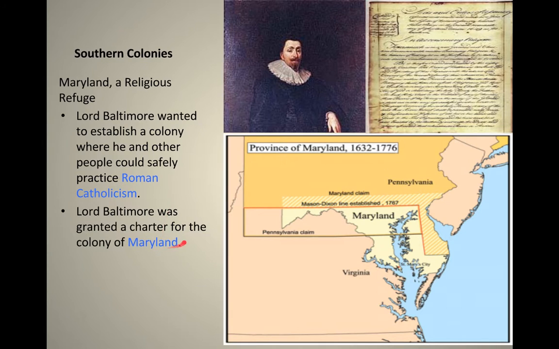So he was granted a charter for Maryland. Like I said, the king has to grant a charter because these are all English colonies. So he was granted it by the king. Yep, it's good. You guys can go to Maryland. You can go to North America and start this colony of Maryland to practice the religion that you want.